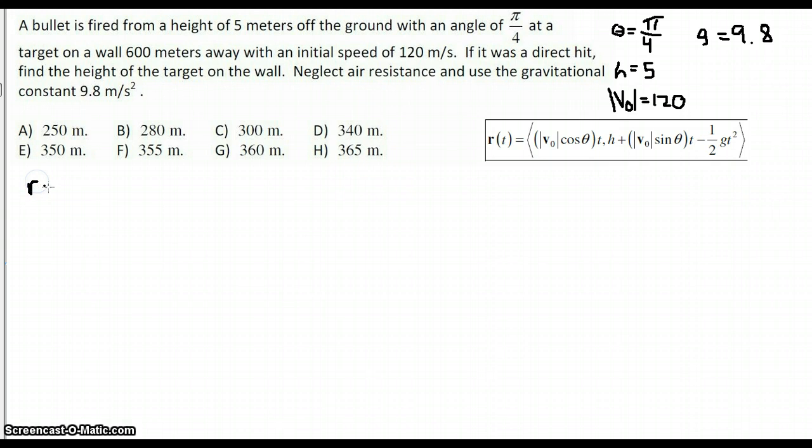So let's set up r of t then. With the angle being 45 degrees, cosine and sine of that are both root 2 over 2. So we have 120 times root 2 over 2 multiplied by t as the x-coordinate. We have 5 plus that same 120 times root 2 over 2 t, minus half of g, that's 4.9, t squared.